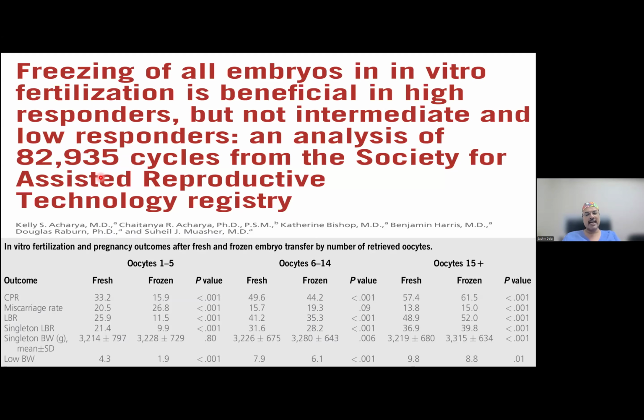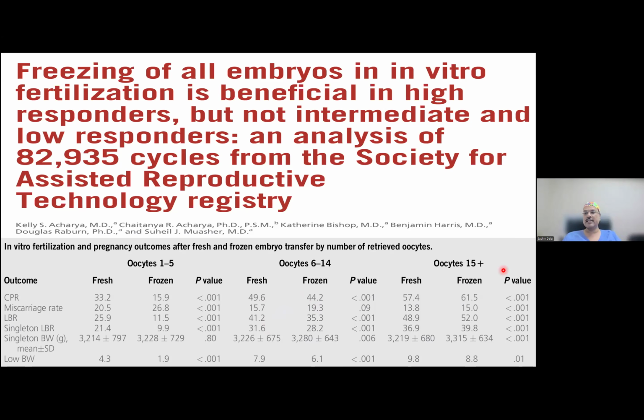So, looking at the summary of the paper, when you have 1 to 5 oocytes, look at the fresh pregnancy rates, which are almost double the frozen embryo rates. Miscarriage rates are lower, live birth rates are much higher, and singleton live birth rates are much, much higher. When you have 6 to 14 oocytes, again, fresh rates are better, miscarriage rates are lower, live birth rates are higher, and again, singleton live birth rates are higher.